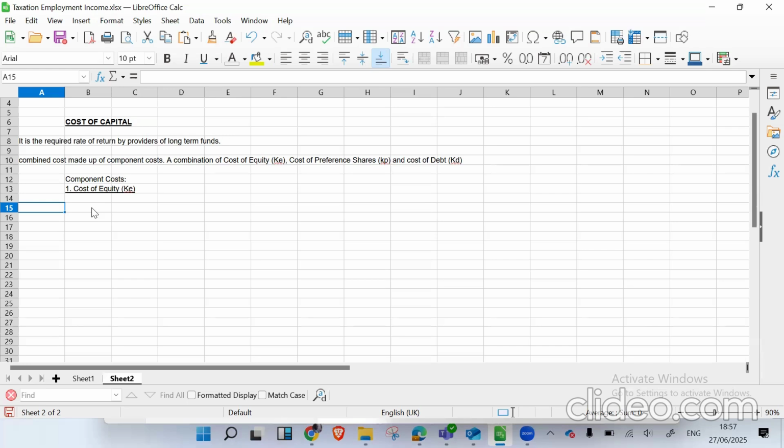Two methods are available for calculating KE, that is: number A, Gordon's dividend growth model, and number B, the capital asset pricing model, CAPM. Let's start with Gordon's.